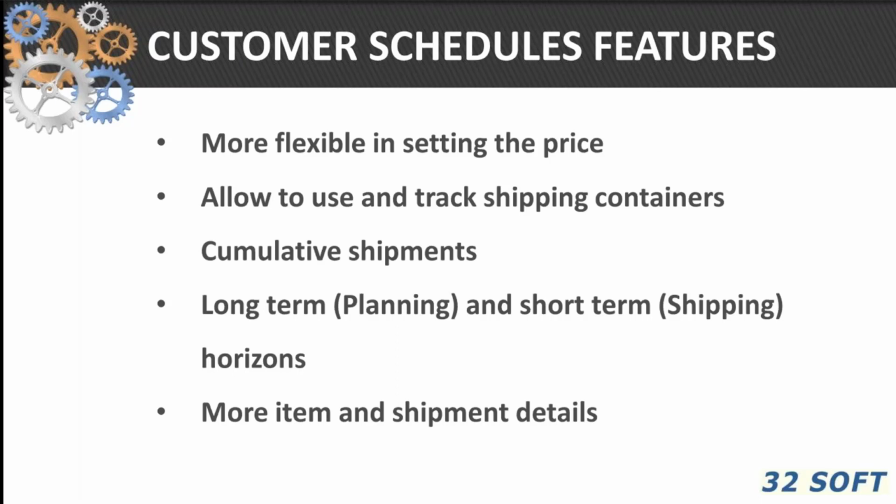A customer may send two types of schedules: planning schedules that show long-term demands and are used for long-term planning, and shipping schedules that show short-term demands. It is usually more accurate and is used for short-term planning. But the primary difference between the two types of schedules is the planning horizon.